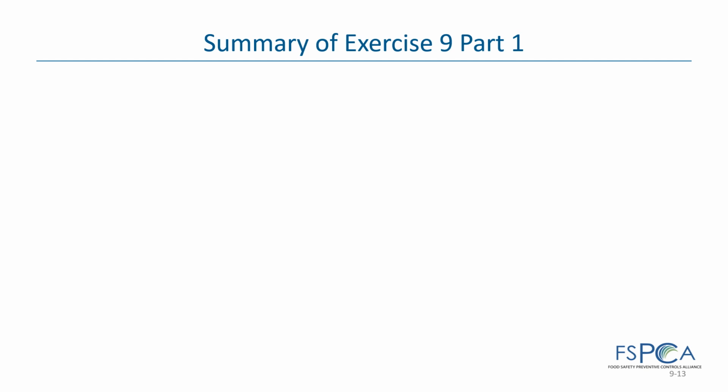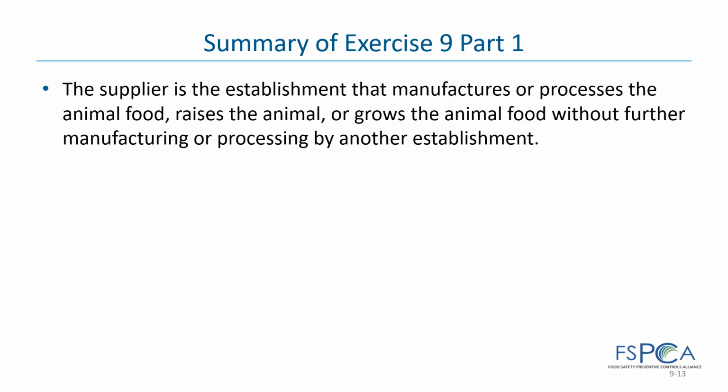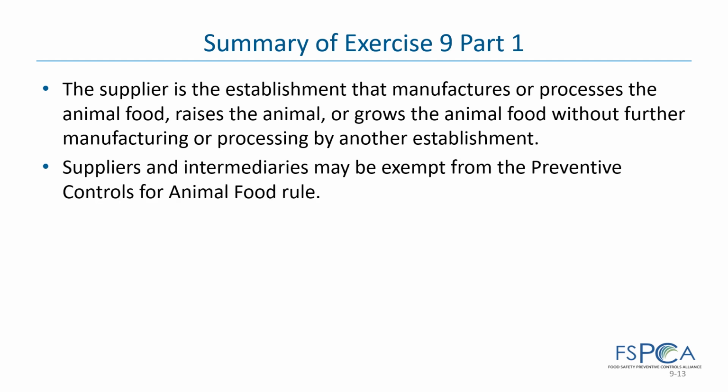So to summarize the purpose of that particular exercise, the supplier is the establishment that manufactures or processes the animal food, raises the animal, or grows the animal food without further manufacturing or processing by another establishment. And suppliers and intermediaries may be exempt from the preventive controls for animal food rule. So we saw that even though farmers have an exemption to Part 507, they can be roped into it by being a supplier within a supply chain applied control.